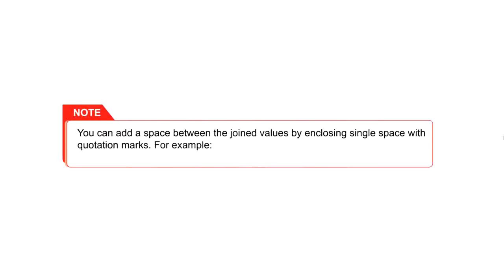Students, note that you can add a space between the joint values by enclosing a single space within quotation marks. For example, in the above case, equal to A1 ampersand double quotes, space, double quotes close, ampersand B1 will yield the result as KIPS India.